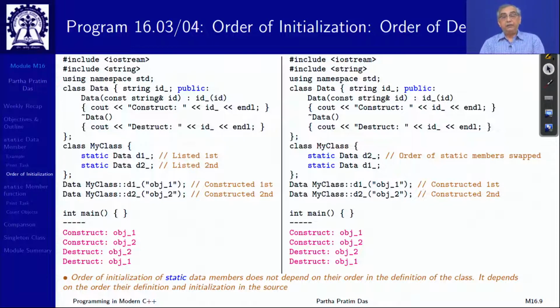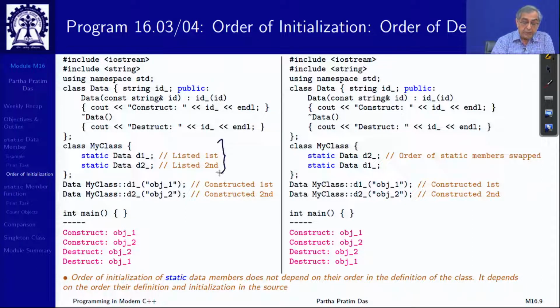Now, comes the question of what is the order of initialization. We talked about this for non-static data members, and we learned that it does not matter in which order I write the non-static data members in the initializer list, the order in which I list them in the class is the order in which they are initialized. You will be surprised to see that for static data members the rule gets different.